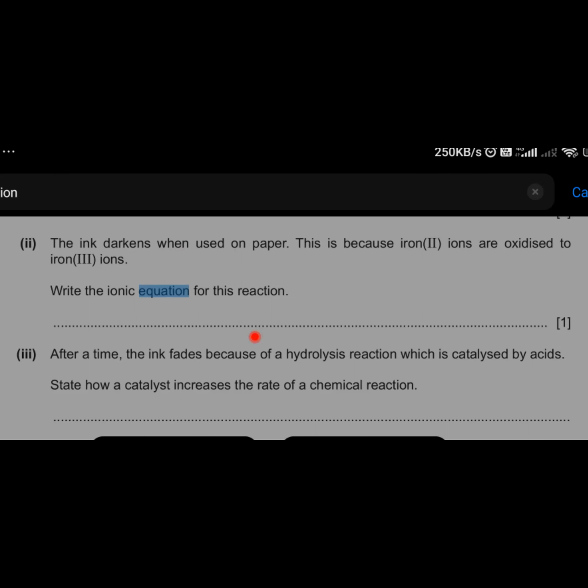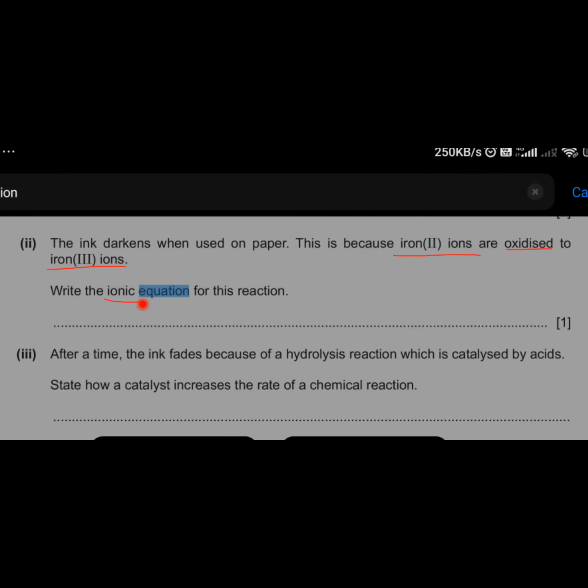Okay, right. The ink darkens when used on paper. That doesn't matter. You don't even need the first part. So you can read this part and see that just to write the ionic equation they ask you, right? The ionic equation, and this is because two ions are oxidized to three ions. This is very simple, isn't it? You don't have any other details. So what does this mean? They only want you to write the half equation.